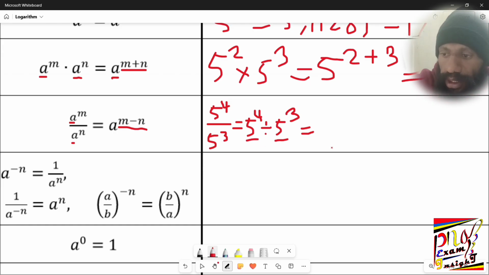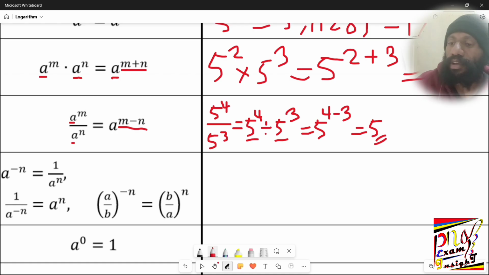So we just go ahead and subtract the powers. So we retain the common base, 4 minus 3. 4 is from the numerator's power and 3 is the denominator's power. Alright, so 4 minus 3 is 1. So 5 to the power of 1, no need to write 1, the identity rule. So therefore 5 is our answer.